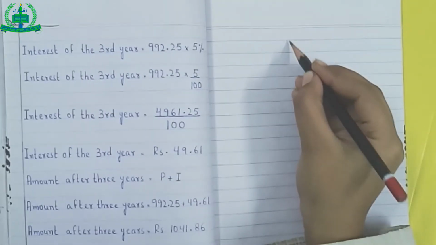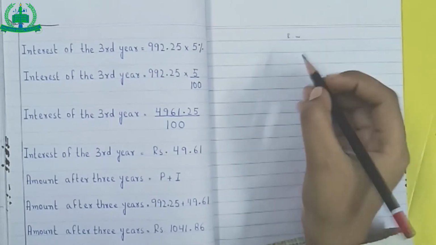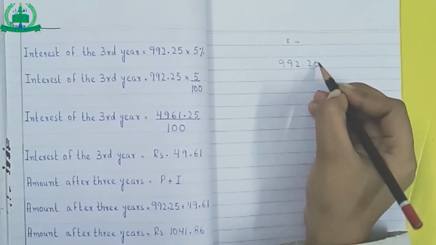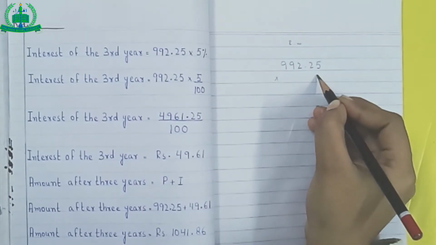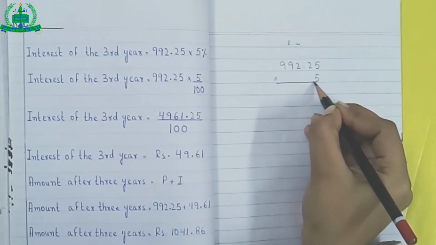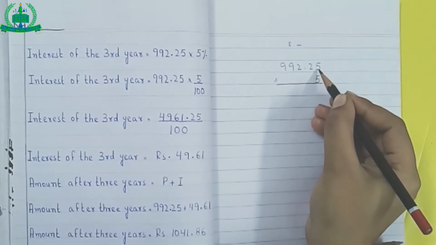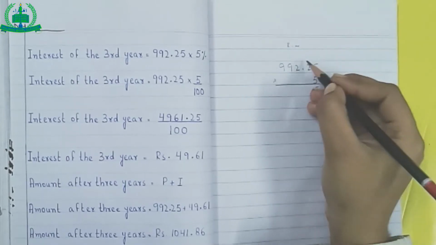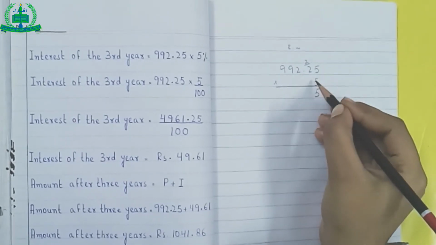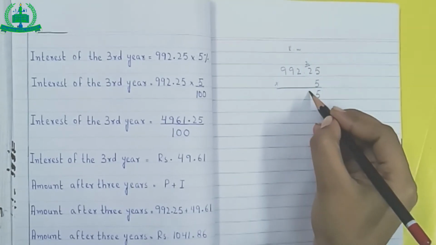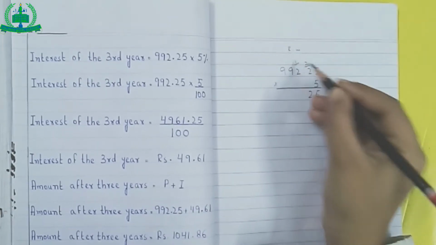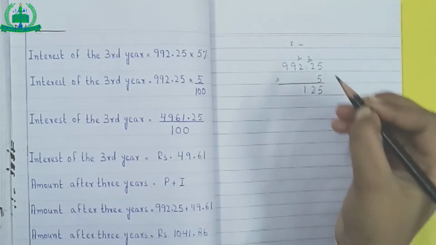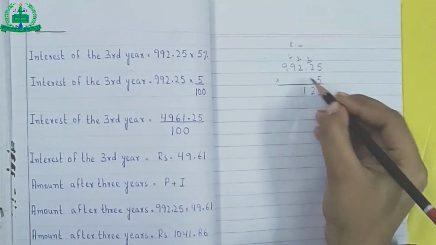992.25 multiplied by 5, rough work. 992.25 multiplied by 5. 5 ones are 5, 5 twos are 10, 5 threes are 15, 5 fours are 20, 5 fives are 25. 5, 2 carry on. 5 ones are 5, 5 twos are 10, plus 2, 12. 2, 1 carry on. 5 ones are 5, 5 twos are 10, plus 1, 11. 1, 1 carry on.